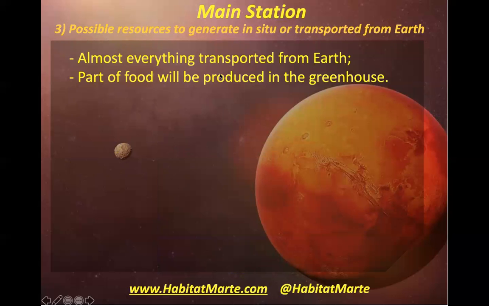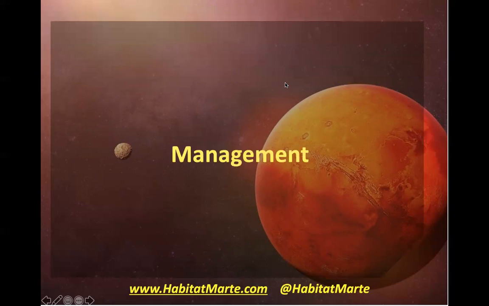Also possible resources to generate in situ or transported from Earth. We imagine that almost everything will be transported from Earth, but we imagine that part of the food would be produced in the greenhouse, the facility of Rouen, that would be supporting the operation of supplying food for the crew.